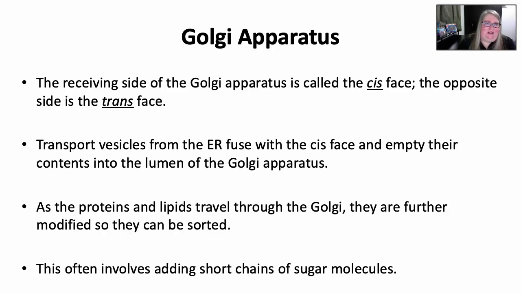Now, the Golgi apparatus has a receiving side. This is the side facing the endoplasmic reticulum. We call it the cis face. And the opposite side where things get shipped out is the trans face. Okay, so transport vesicles from the ER are going to fuse with the cis face and empty their contents into the lumen of the Golgi apparatus, like we talked about on the previous slide. And once those proteins and lipids are modified and have traveled through the Golgi apparatus, they are going to be packaged by the trans face and given their mailing label, that short chain of sugar molecules that's going to get it to where it needs to go after it leaves the Golgi apparatus.